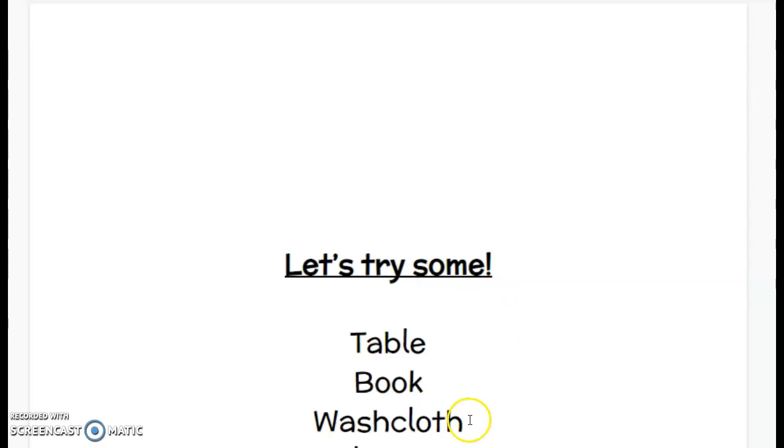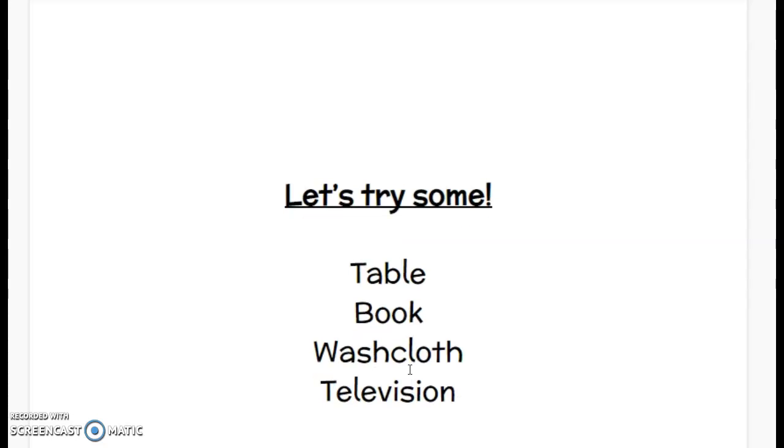Try this next one on your own. Pause the video after I tell you and try it on your own. Television. That's a bigger word. Television. So pause the video now and see if you can figure out how many syllables that word has.